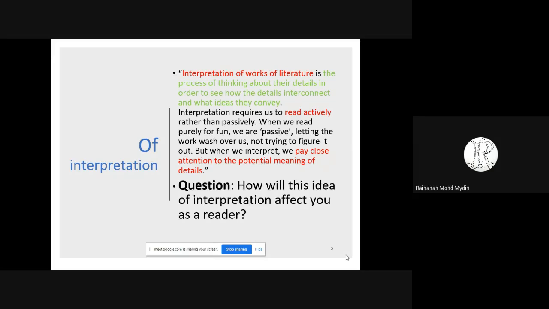So what I want to hear from you in terms of thoughts is, how will this affect you as a reader? When I give you a text to read, how do you engage with the work of fiction? What's your role? How do you participate in that communication with the text? Can I hear some thoughts? Can I hear your thoughts?